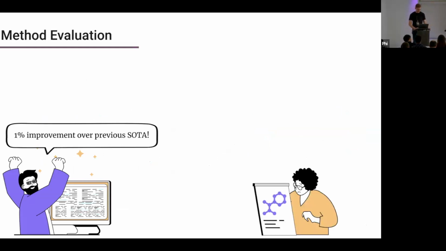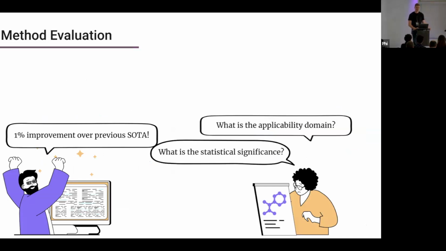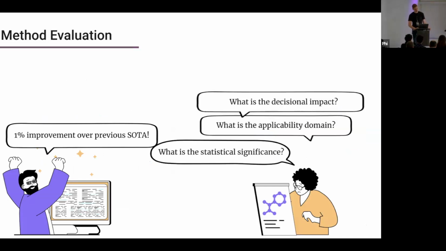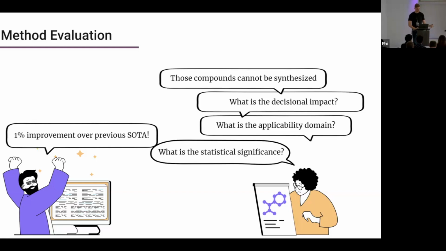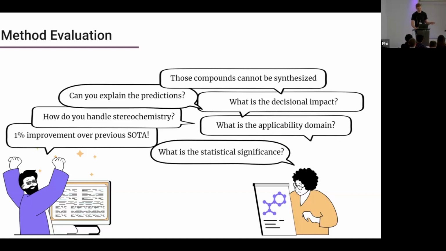That's of course not how it works, because then the domain experts will come in and they'll ask you all sorts of annoying questions, such as what's the statistical significance of those results? What's the applicability domain of your model? What's the decisional impact of this improvement? Those compounds look nice, but there's no way we can synthesize them, so forget about it. How did you handle stereochemistry during dataset curation? Could you explain the predictions, right? Interpretability is something that was brought up earlier at the last talk, or the two talks back. And even questions such as, how do I install your model?